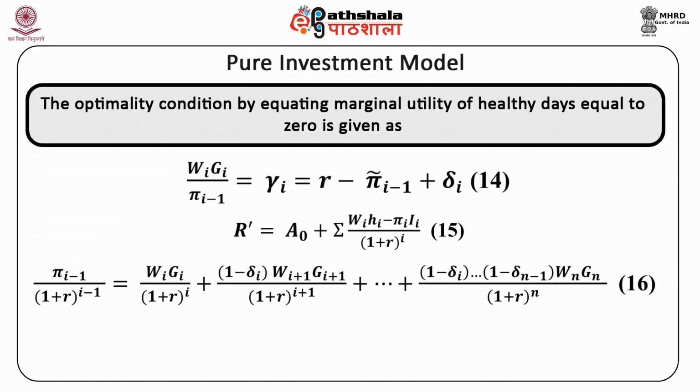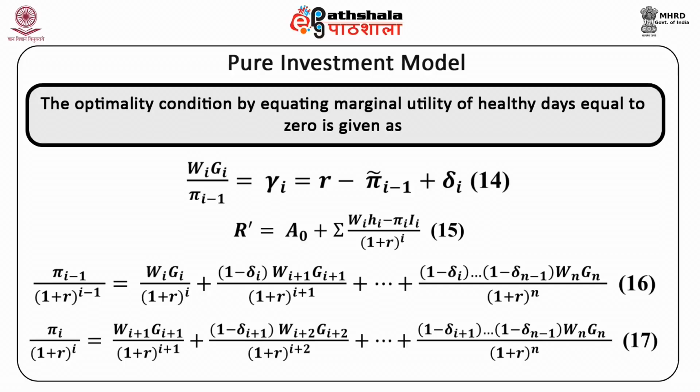Pi i upon 1 plus R raised to the power i is equal to Wi plus 1 into Gi plus 1 upon 1 plus R raised to the power i plus 1, plus 1 minus delta i plus 1 into Wi plus 2 into Gi plus 2 upon 1 plus R raised to the power i plus 2, plus till, plus 1 minus delta i plus 1 till 1 minus delta n minus 1 into Wn into Gn upon 1 plus R raised to the power n. Equation 17.